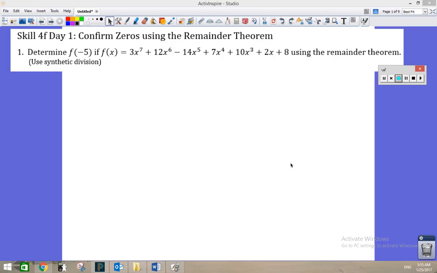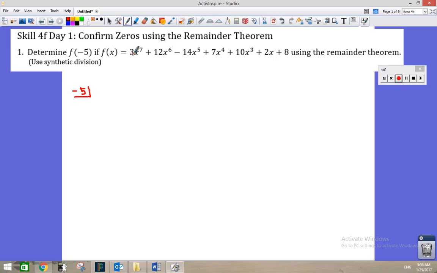All right, so let's take a look at this, confirming zeros using the remainder theorem. The remainder theorem is another way that we can evaluate functions. If you want to, you could plug in -5 for x and do all of this arithmetic, or we can use synthetic division.